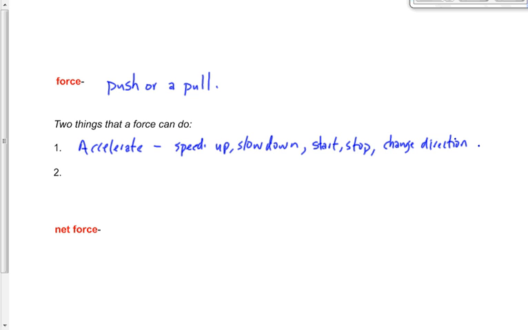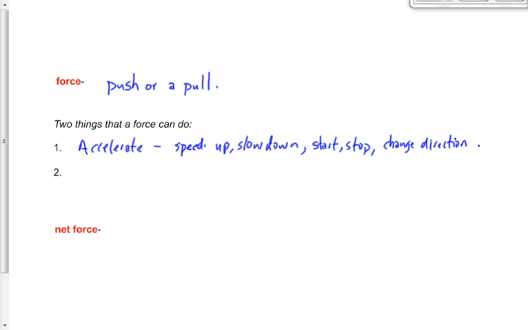So an object that goes around a turn or changes direction is experiencing an acceleration, even if it's not speeding up or slowing down. When it goes around a circular turn, we call it a centripetal acceleration. We'll talk a lot more about that in our next unit on circular motion and gravitation. So the first thing that a force can do is cause acceleration in one of these ways: speeding up, slowing down, starting, stopping, changing direction.